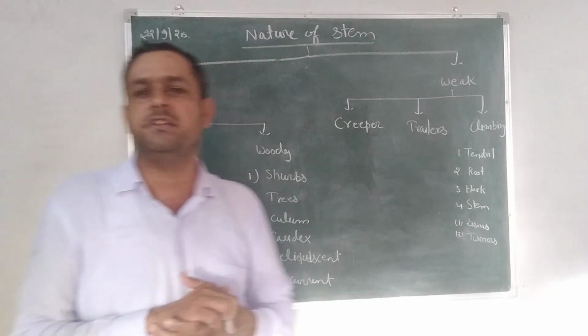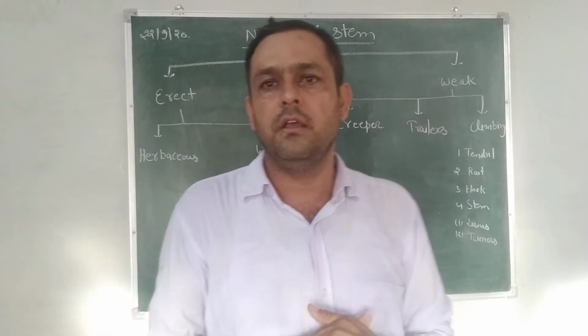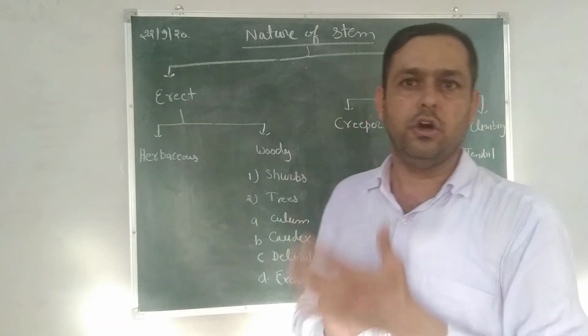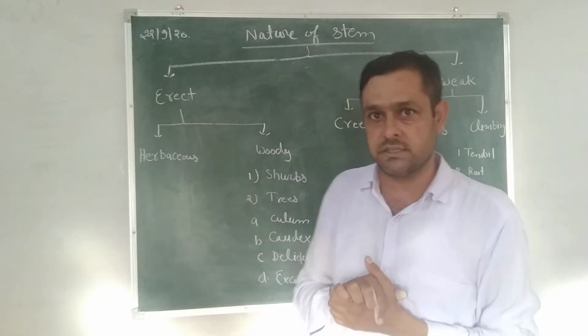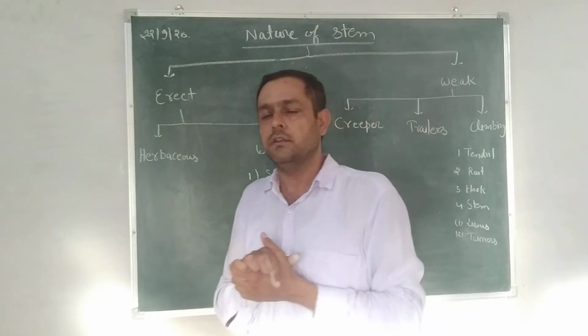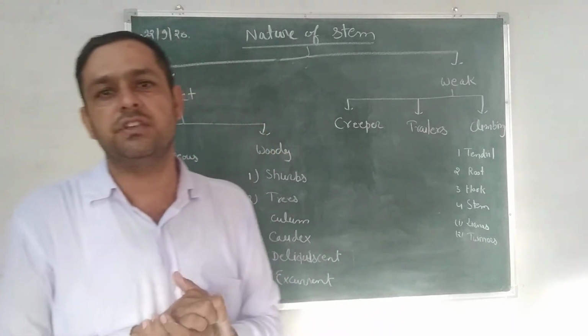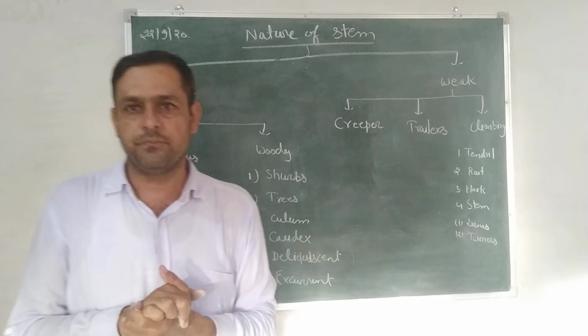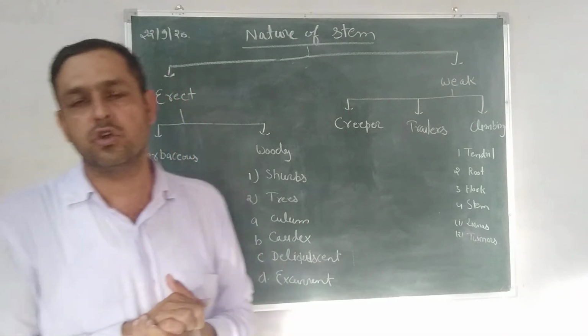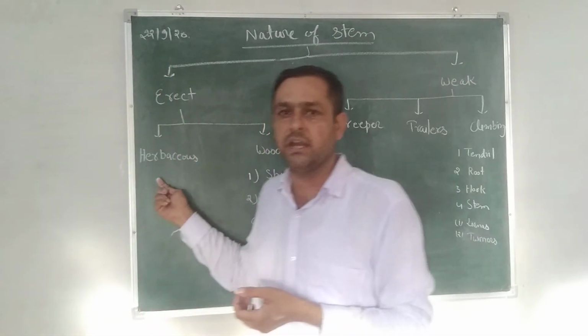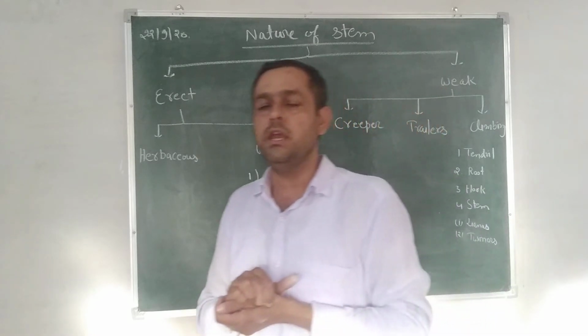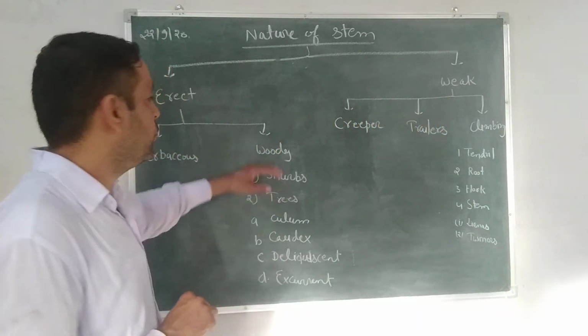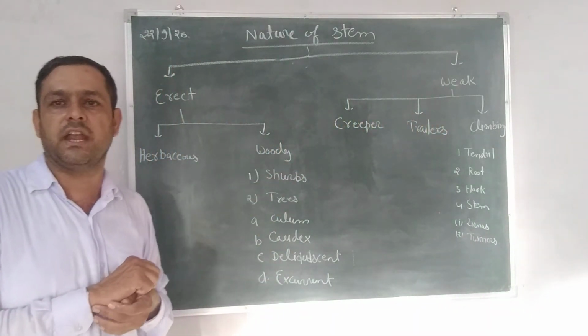Herbaceous means agricultural plants. Their stem is green and does photosynthesis, that is called herbaceous. Or we can say wood is not present in the stems. What is wood? Wood is secondary xylem. Secondary xylem is called wood. So there is no secondary growth, so there is no wood. And second is woody plants, which means there is secondary growth.